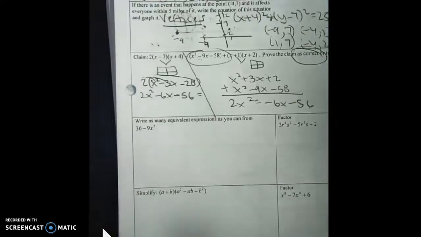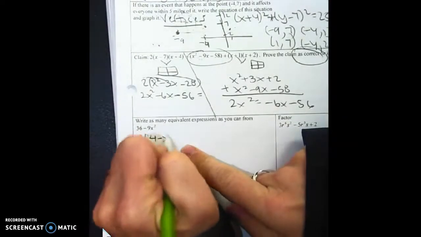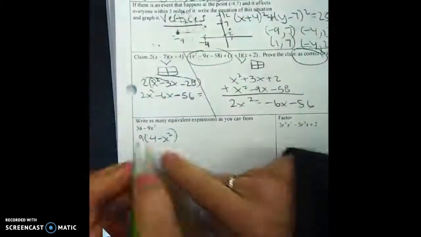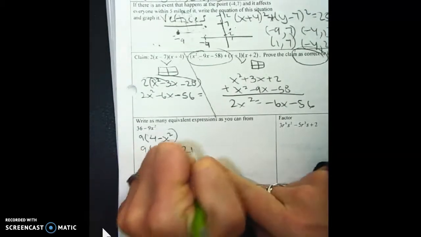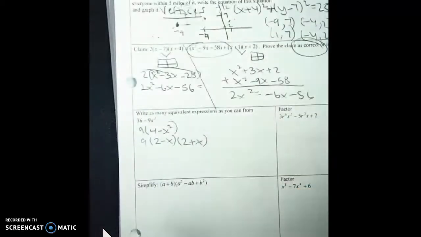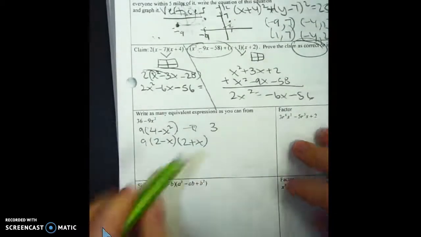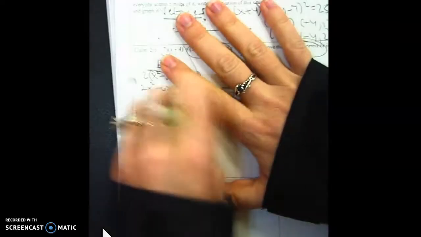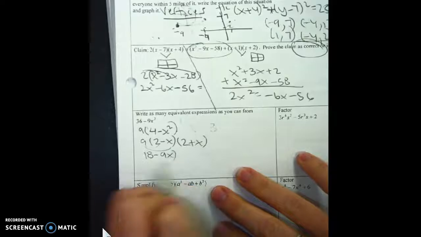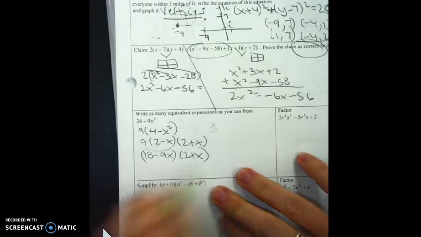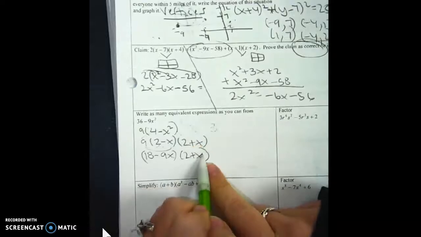Write this in as many ways as you can. So one thing I could do is I could take out a 9. That's just the way I see it. Another way I could do it is I could square root this. Another way I see this, when I'm looking at this, I see this as 3. Well, actually, I don't like that one. I could distribute this in there and get 18 minus 9x, and then 2 plus x. That's another way. Now, by the way, if you're going to do this one and distribute, you can't do this one. You can't go like this.